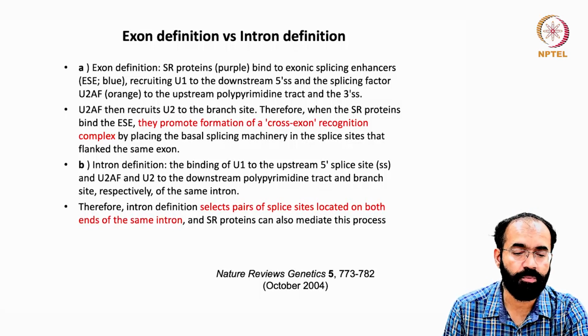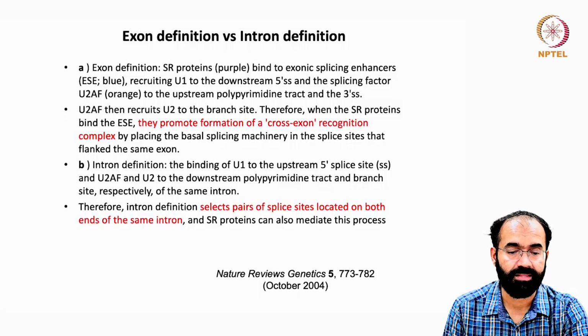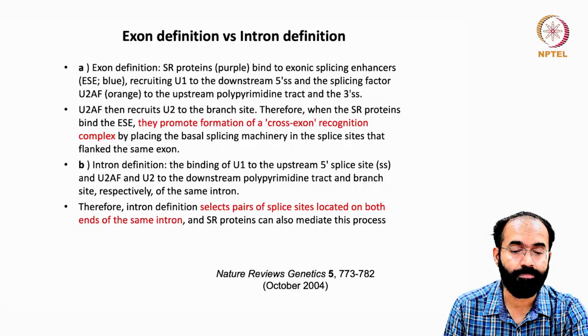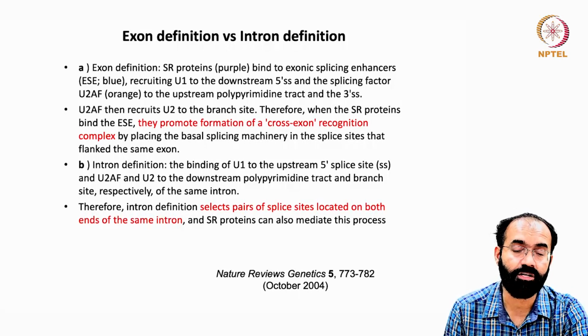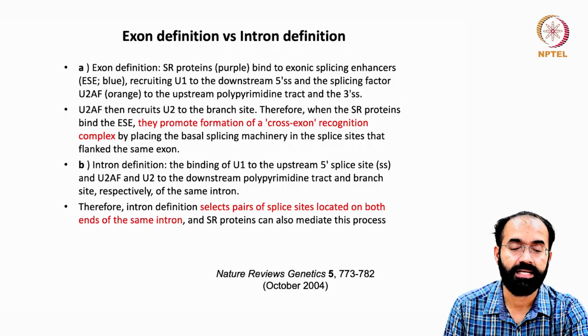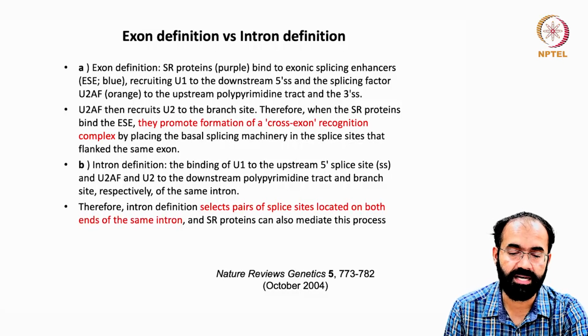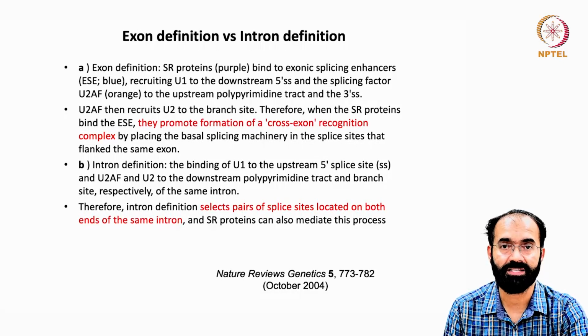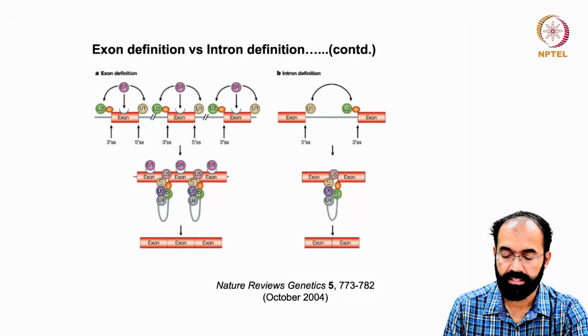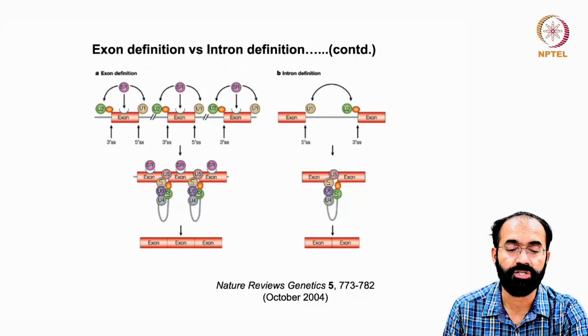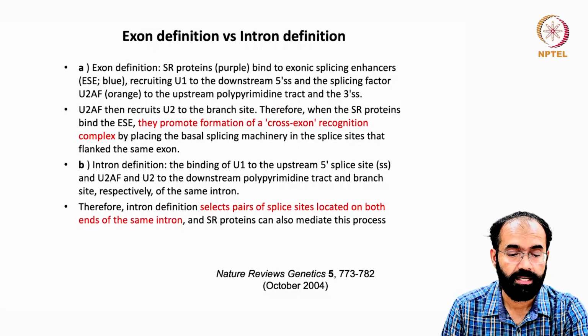Therefore, when the SR proteins bind to the ESE, that is the exonic splicing enhancer, they promote the formation of a cross-exon recognition complex by placing the basal splicing machinery at the splice sites that flank the same exon, as you saw in this picture. So this SR protein has a unique interrelationship with U2 and U1.